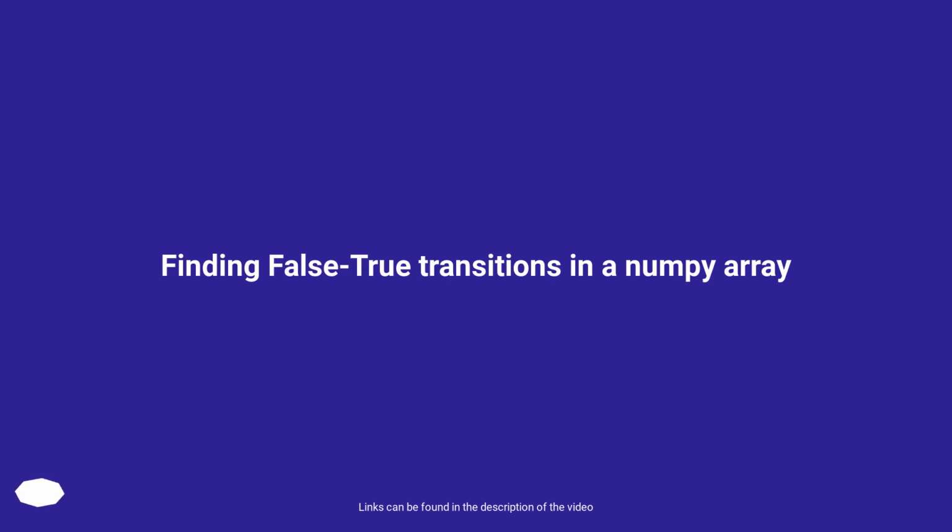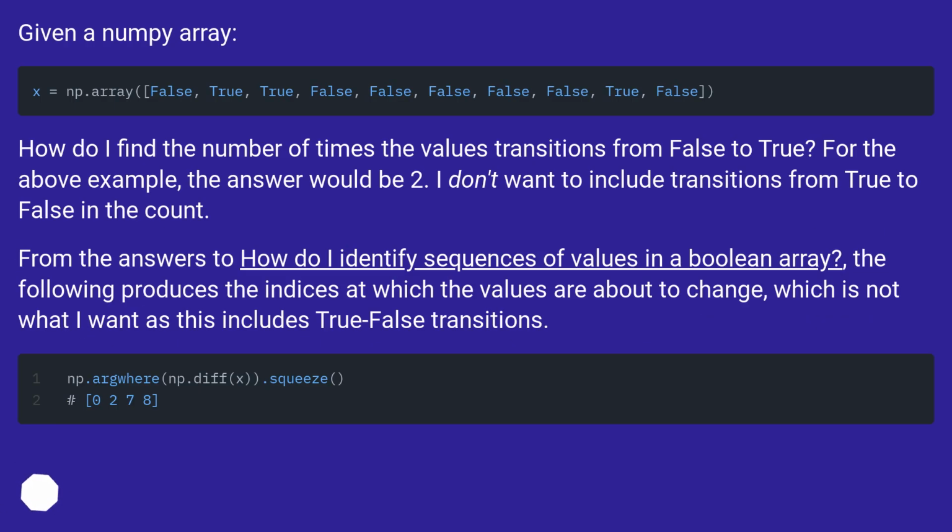Finding false-true transitions in a numpy array. Given a numpy array, how do I find the number of times the values transition from false to true? For the above example, the answer would be 2. I don't want to include transitions from true to false in the count.